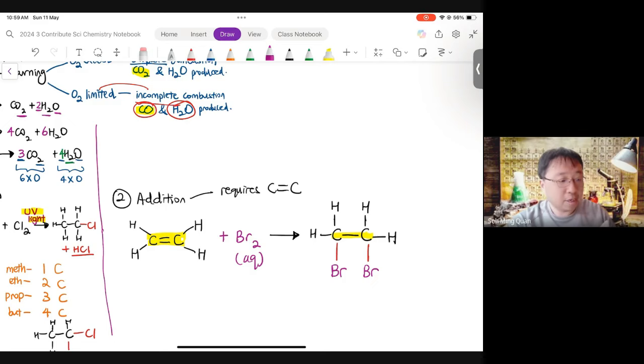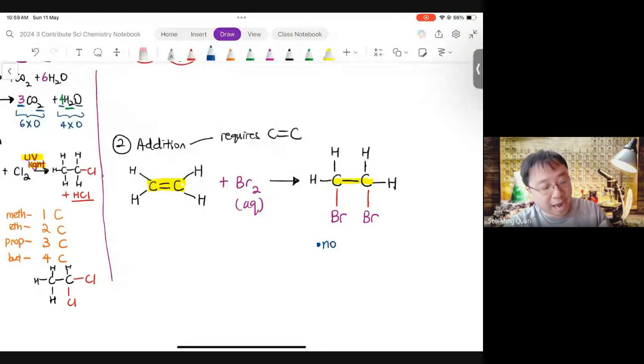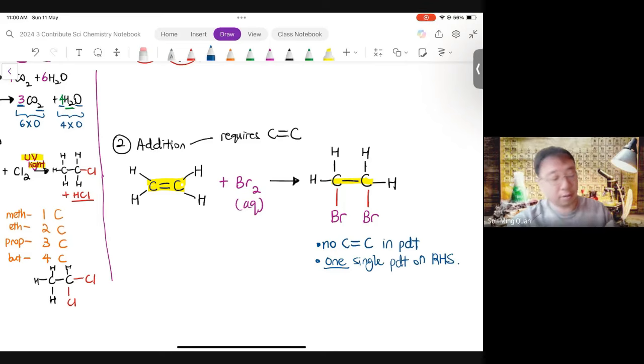Okay. So importantly, let's write it down. There is no carbon-carbon double bond in the products. Next, there is only one single product on the right-hand side. So on the right-hand side of the arrow, there should not be this plus HCl, don't have.